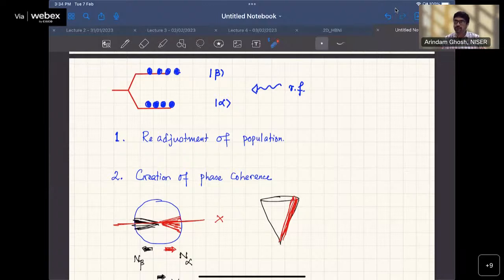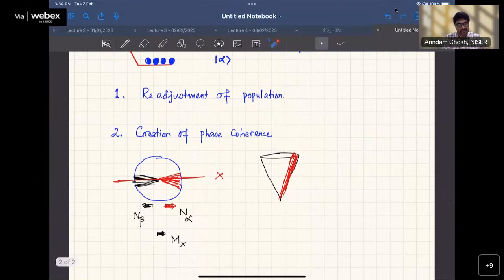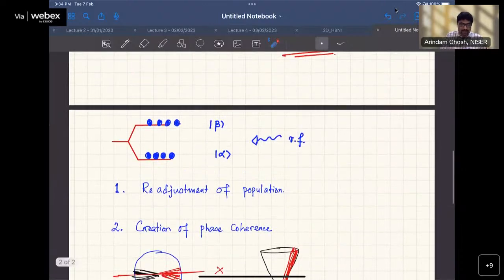So what do you mean by coherence? Coherence is actually basically this. I'm trying to give you a picture out of this quantum mechanics, but this is what phase coherence is. Now, once you have this phase coherence, what happens is you have gotten Mx, this particular term, but the Z component is entirely because of the population difference.